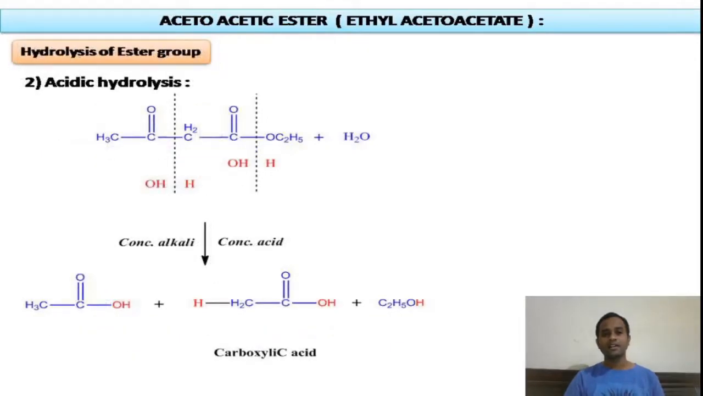Similarly, our acetoacetic ester will also undergo another hydrolysis, that is acidic hydrolysis. That means ethyl acetoacetate, upon heating in presence of a concentrated alkali or concentrated acid medium, hydrolysis takes place, leading to the formation of carboxylic acid, right? Since in this hydrolysis the main product formed is carboxylic acid, such hydrolysis we will call as acidic hydrolysis. And how to write the product?